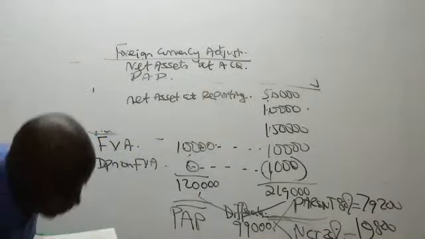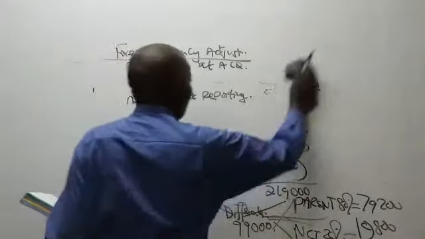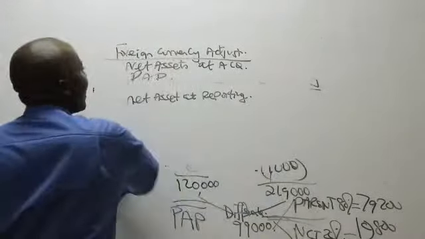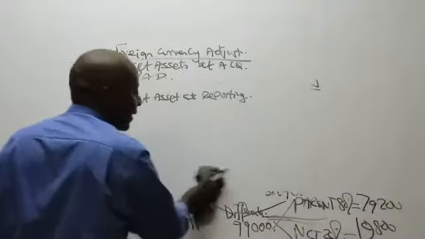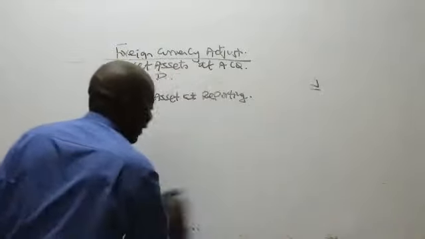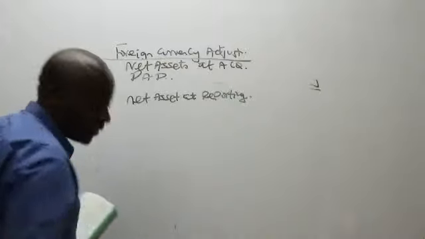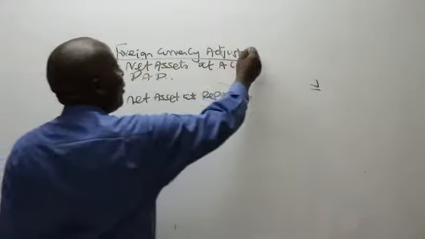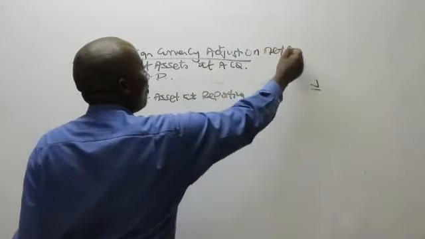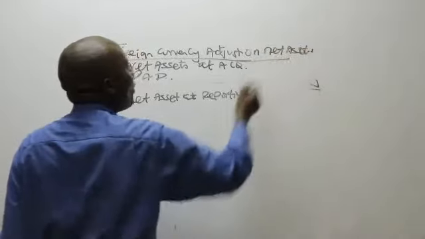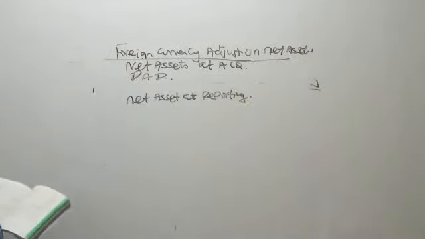Let me rub this. So we are doing the foreign currency adjustment on net assets. This is a new working. Very important working: the foreign currency adjustment on net assets.